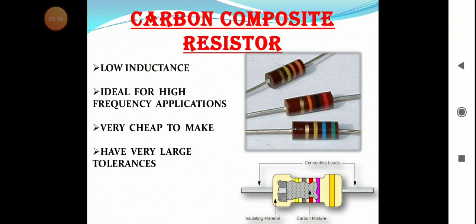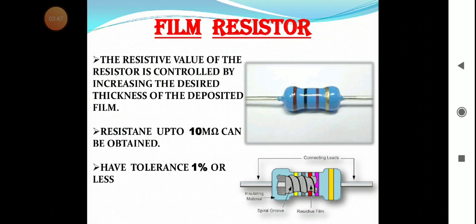Now we try to discuss briefly about the resistors. Carbon composite resistor. You see the diagram. The carbon composite resistor has low inductance, ideal for high frequency applications. This resistor is very cheap to make and has a very large tolerance. This is the carbon composite resistor.